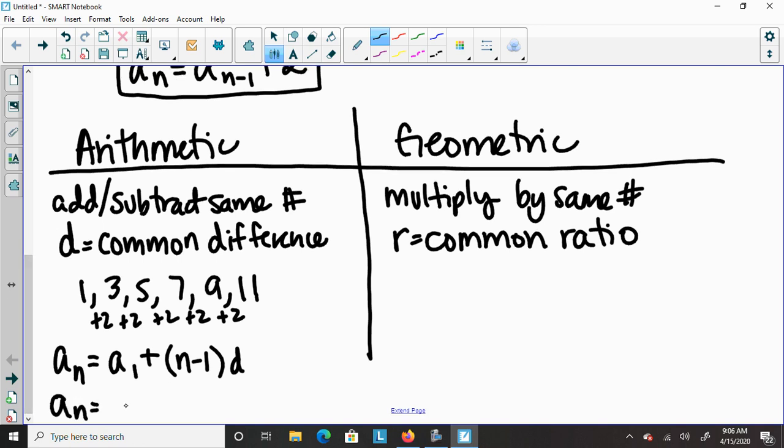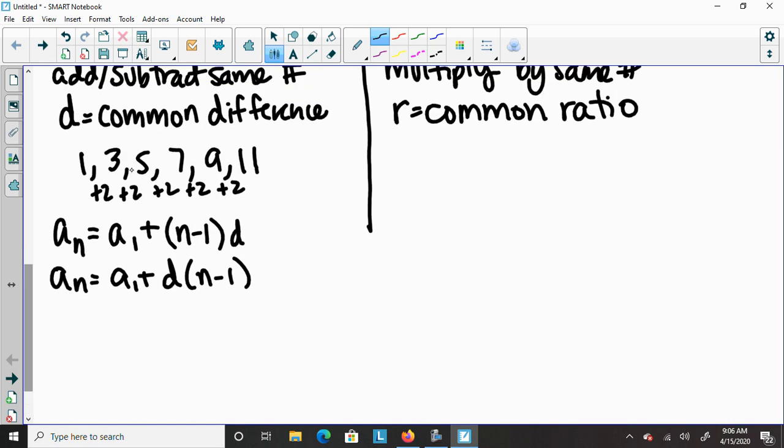a sub n is the first term plus the common difference times n minus 1, where n stands for what term you're looking for. So we could just plug this in. If I'm going to do this one, this would be the 6th term. So a sub 6. What is the first term? That's our 1. Our common difference is 2.